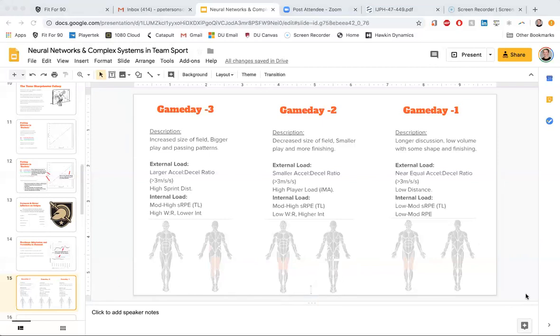And then game day minus one, we'll just cool them down, push out into almost minimal or no stress at all, realistically. Longer discussion with players, you know, we work our shape and we talk more about tactics, and a lot lower volume with some finishing in there.